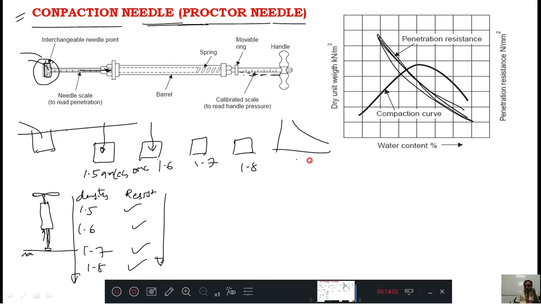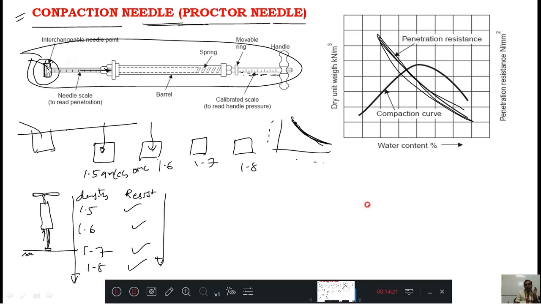As the water content increases, the dry density, that resistance, decreases. Resistance decreases because water content added means the soil becomes soft, therefore resistance decreases. This graph you will get. Now what you need to do? This needle you need to take and go to the field. See, this is the field where the people called you to check the density.